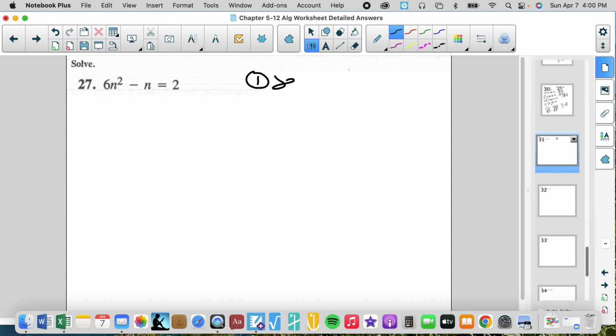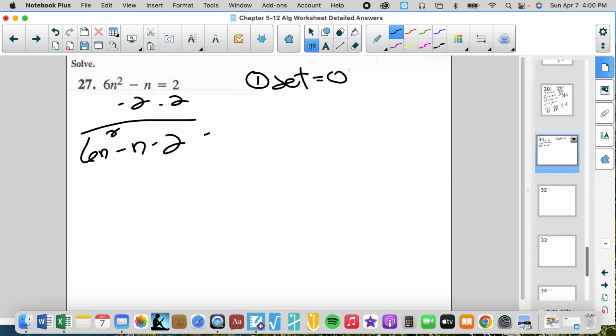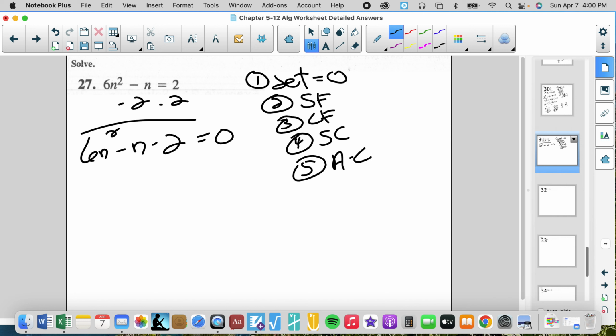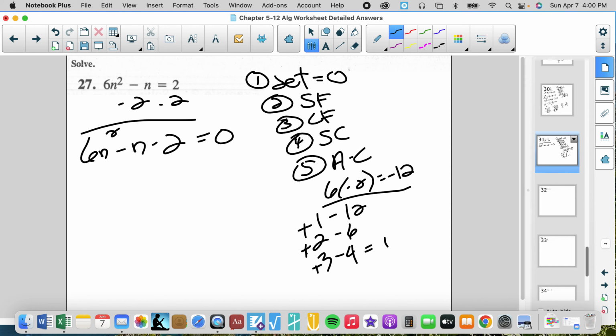Set equal to 0. Let's subtract 2. 6n squared minus n minus 2 equals 0. This is a good one. Standard form, yes. Common factor, no. Special case, no. A times c. And this is fun just because we have an a value, which makes negative 12. 1 and 12, 2 and 6, 3 and 4. Signs are different. Bigger is negative. Negative 1. So those are my two.